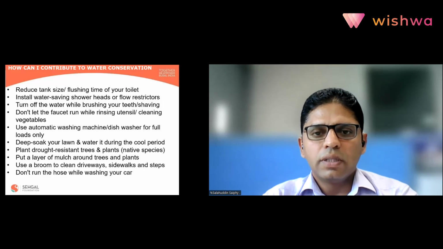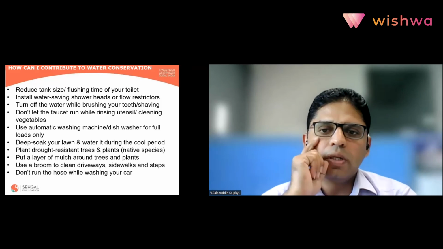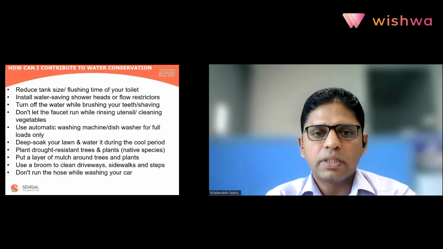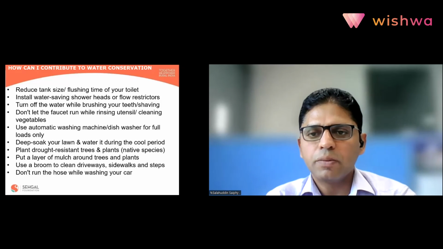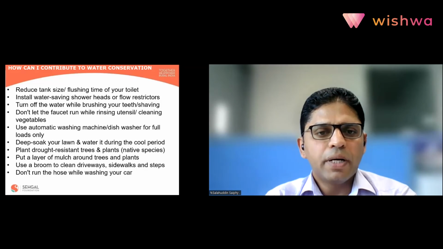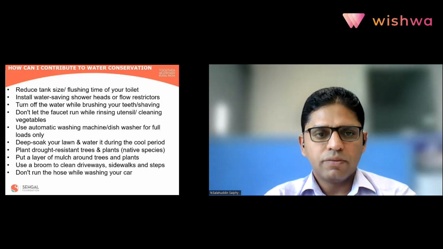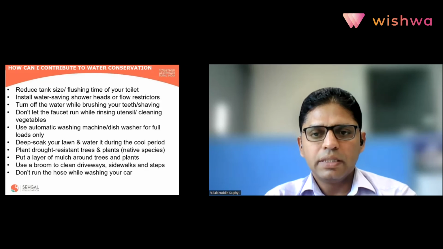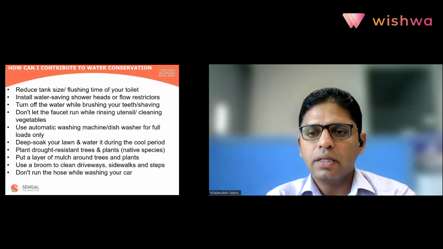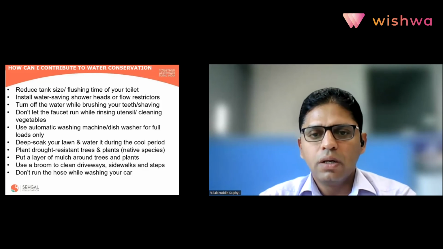And while you are irrigating your lawns and pots, do the deep soaking and do it during the cool period, so that most of the water doesn't evaporate back into the atmosphere but is available for the root zone. You can plant drought-resistant trees and plants which use less water. Basically, go for native species instead of exotic species. And you can put a layer of mulch around trees and plants so that you can minimize water evaporation. You can use a broom to clean driveways, sidewalks, and steps instead of running a hose for washing, as well as for car washing.